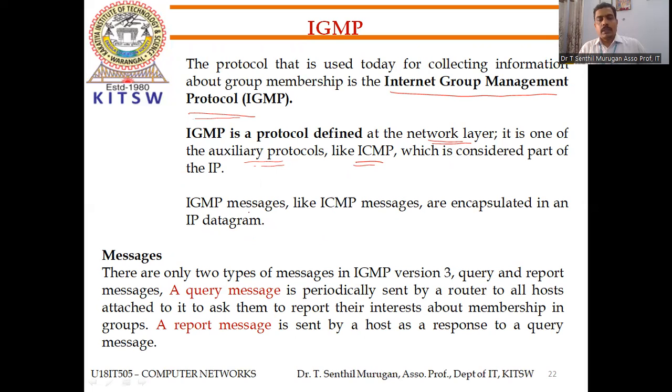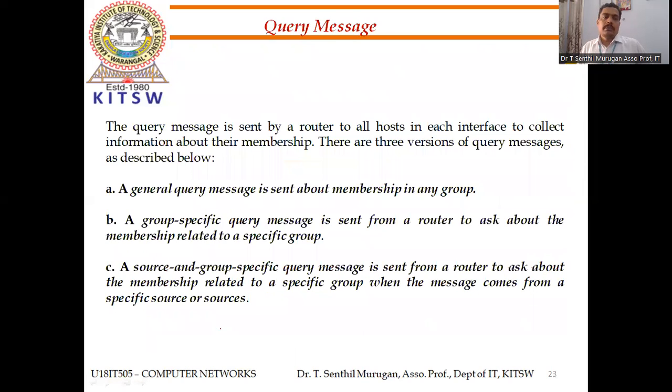In IGMP there are different messages. Two types of messages are there: one is the query message, another one is the report message. Query message means it asks whether the datagram packets are being delivered correctly to the correct members. Response message means it is delivered properly, an acknowledgement message. If it is not received, there is a complaint. Query message is the forward direction, report message is the reverse direction.